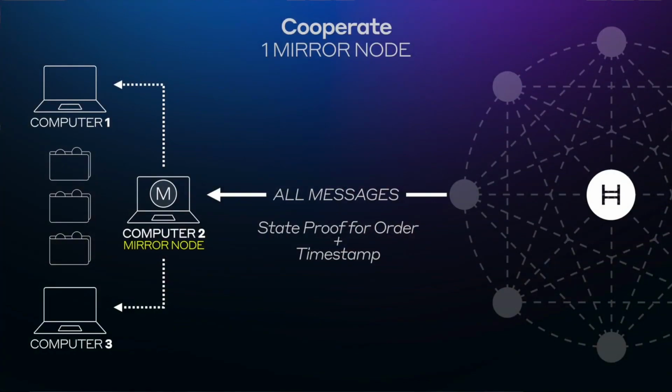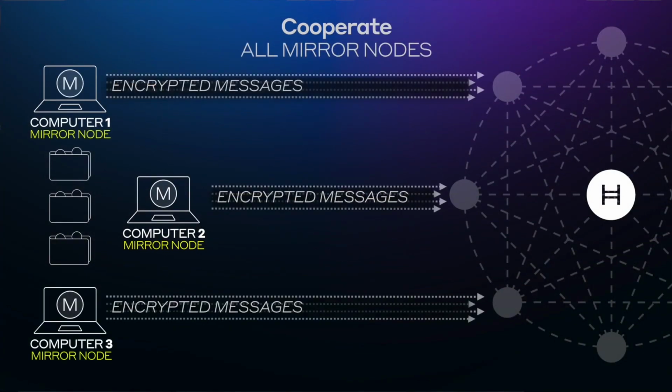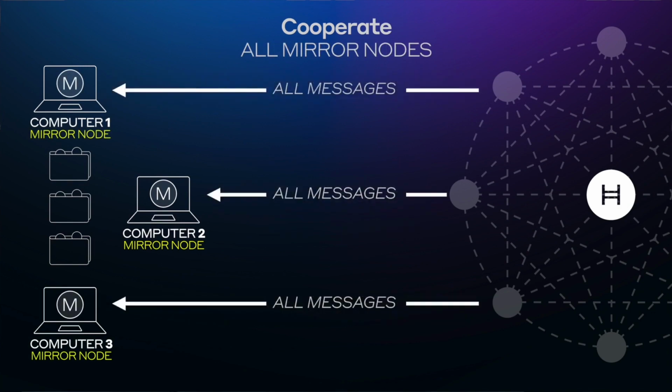Another alternative is let everybody be a mirror node. Then everybody can send in their messages, and everybody gets back the messages. You don't even have to have the state proofs. And if there's ever a dispute, computer 1 and computer 2 are arguing about what the state really is, they can go to court, and they can show the court the state proofs and all of the messages, and the court will know the true ordering of the messages. It can figure out what the true state should have been, and they can prove it.